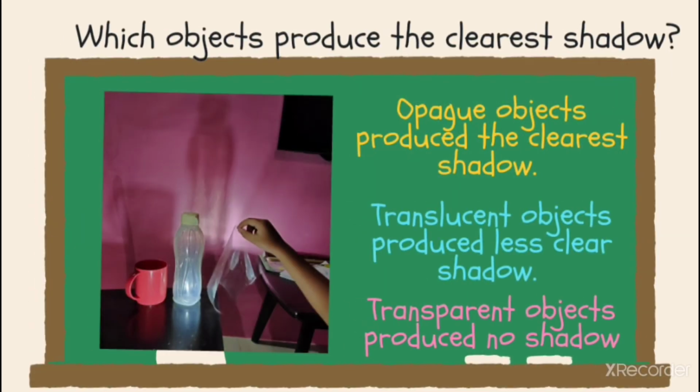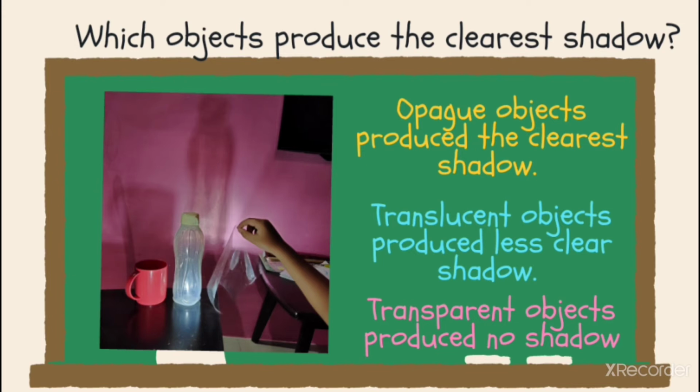So, which objects produce the clearest shadow? Look at the three different objects. There is a mug, a plastic bottle, and a clear plastic sheet. Which one produced the clearest shadow? Look at the shadow formed on the screen. Yes, the mug has the clearest shadow. The mug is an example of opaque objects. So, opaque objects produce the clearest shadow.